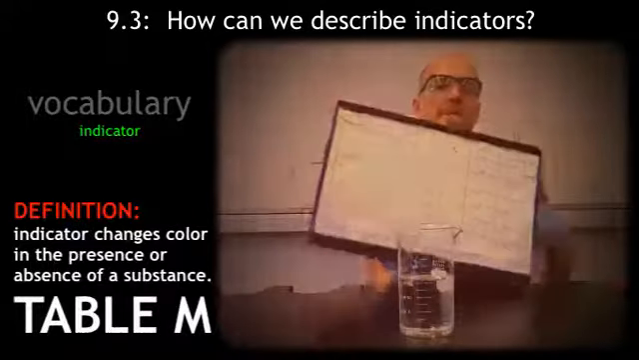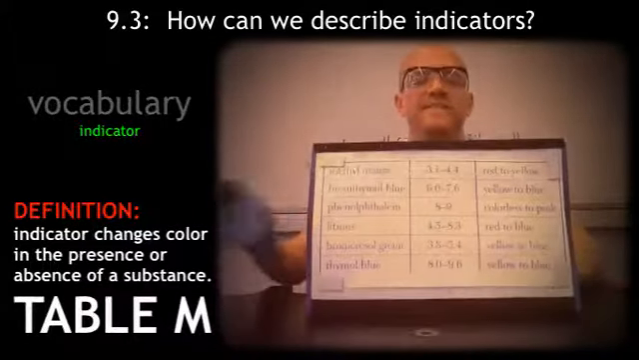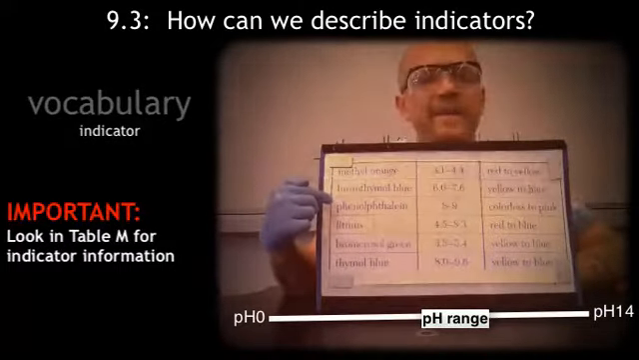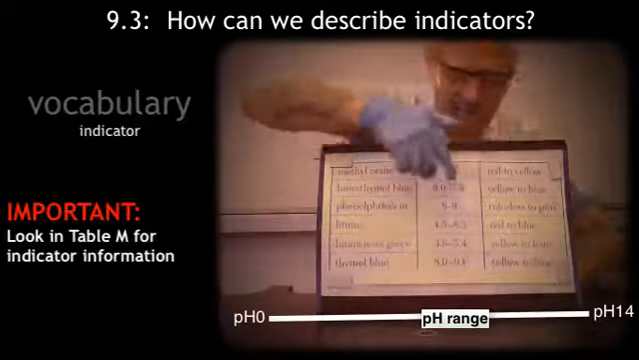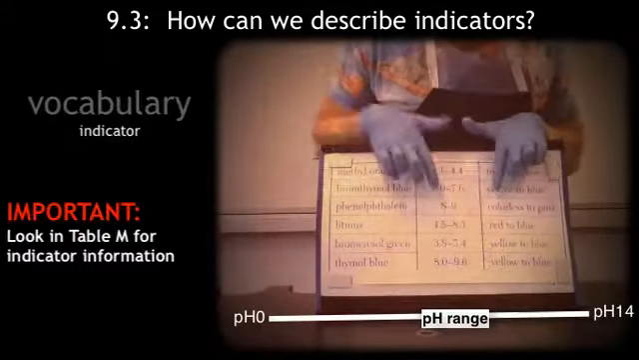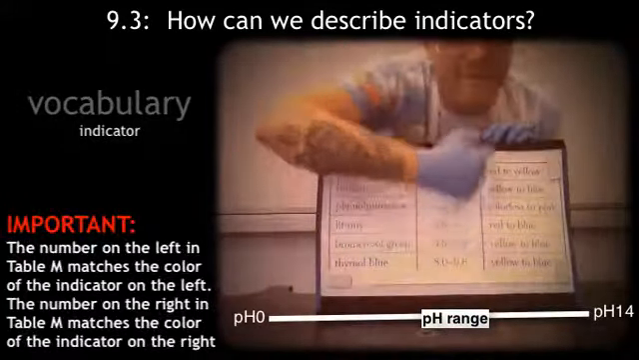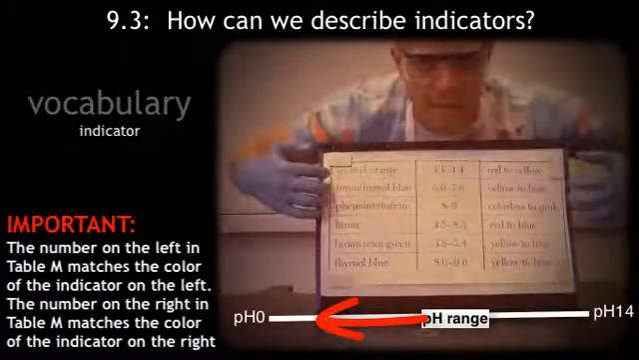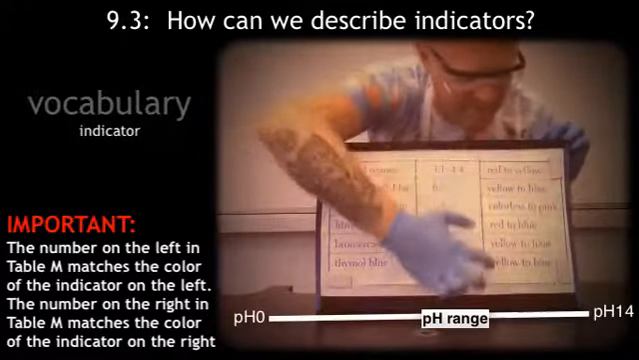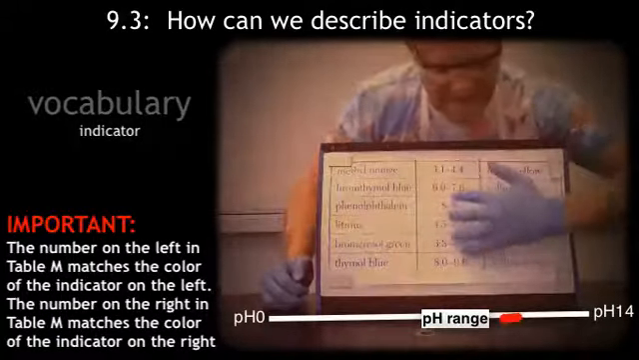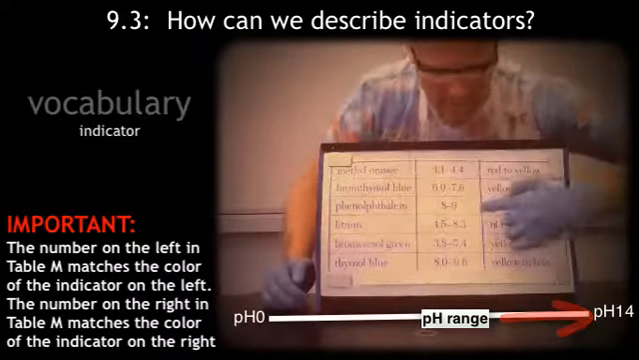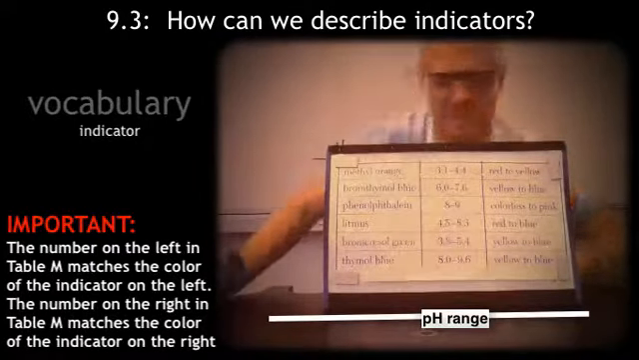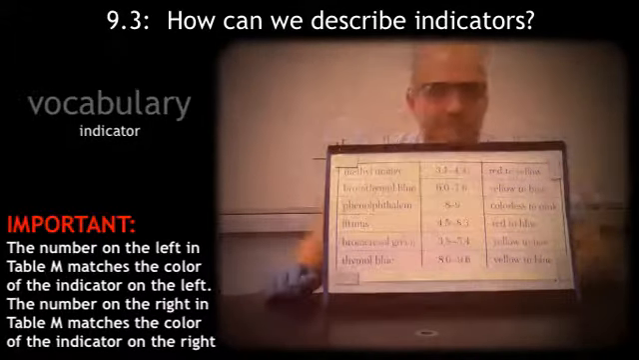We're going to look at table M right here. We have different types of indicators. The one that I'm going to be using right now is phenolphthalein. And phenolphthalein goes from a colorless color. So whatever the left number is, that refers to the left color. So these numbers and lower, if you picture this as a number line, these numbers and lower is going to be this color. These numbers and higher is going to be this color. So phenolphthalein actually is starting to change from colorless to pink at around a pH of between 8 and 9.